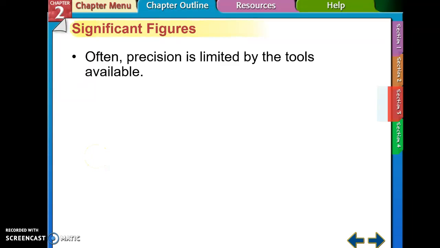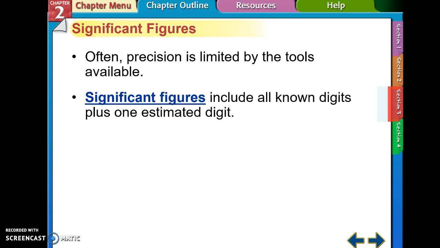Okay, welcome back. Today we're going to talk about significant figures and how to round. So remember that precision is how close our measurements are to each other. Not necessarily how close they are to being right, but how close they are to each other. And precision is often limited by the tools available. What precision is limited by is the number of tick marks on what you're using to measure.